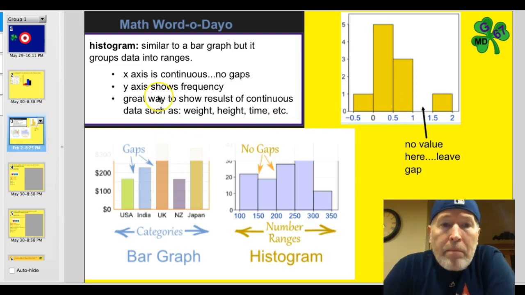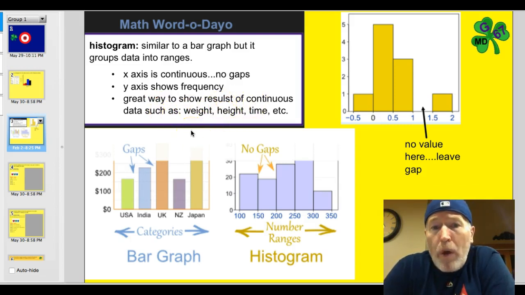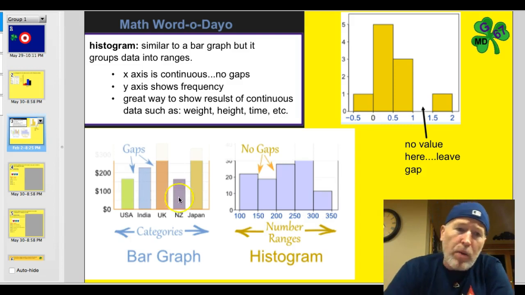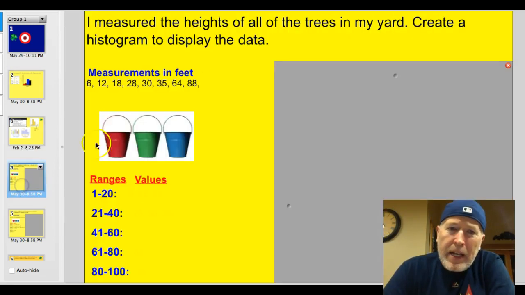All right. Histograms are great ways to show results of continuous data such as weight and height and time, etc. The y-axis again shows the frequency, the x-axis the number ranges or buckets. Sal Khan talks about dumping the data into buckets, and I'll show you what he's talking about in this next one. I kind of like the idea.